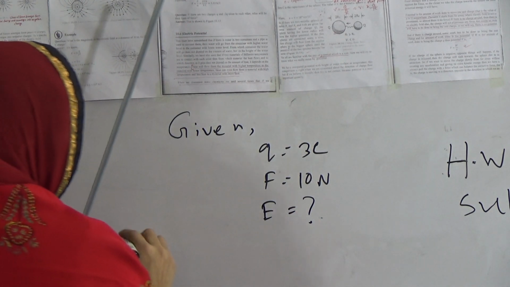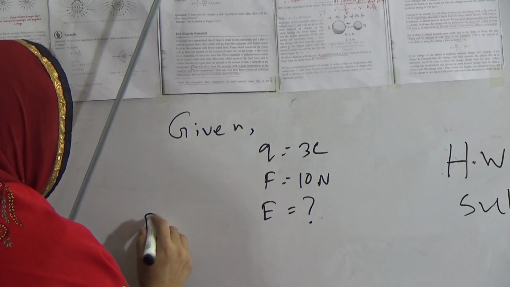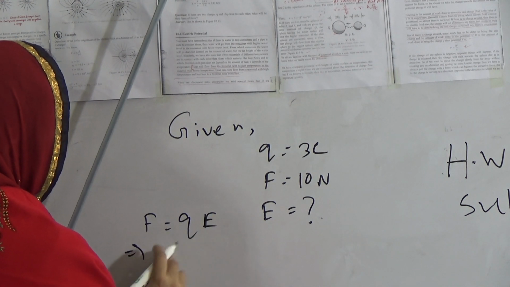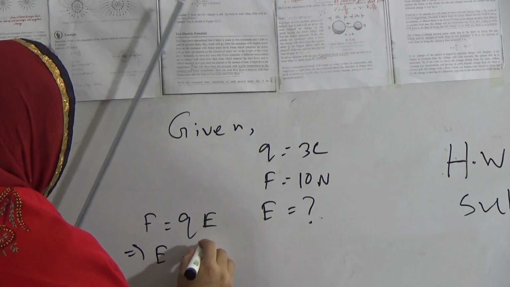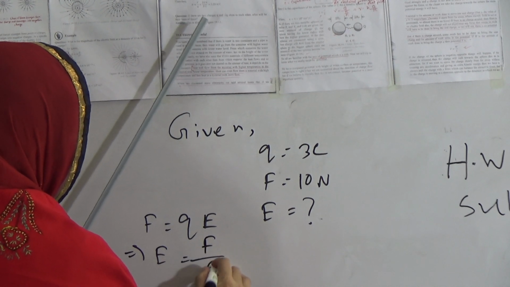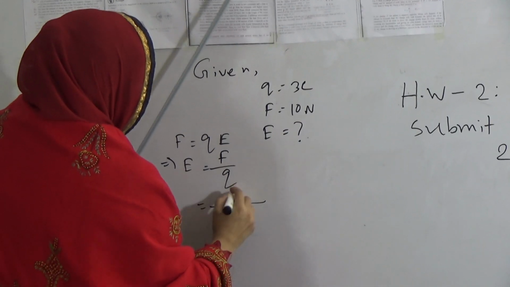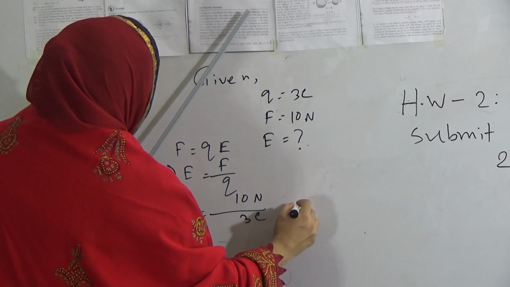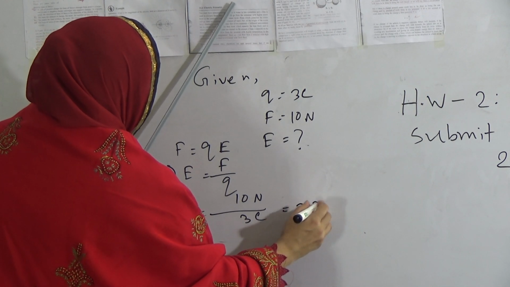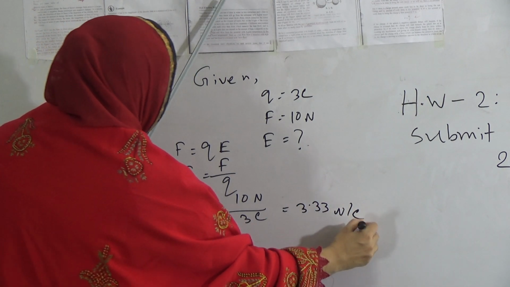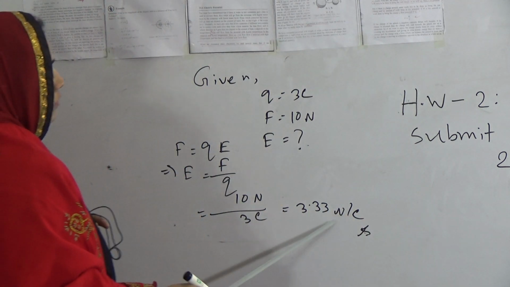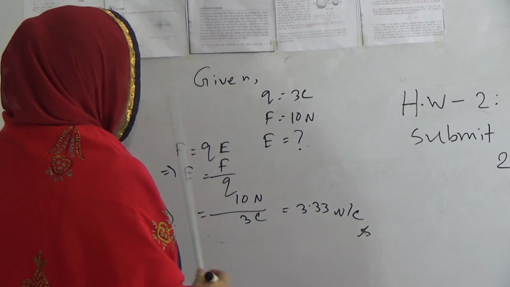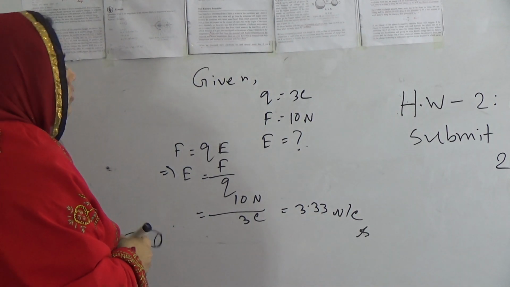My dear students, we have learned another formula here: F equals QE. So from this equation we can write E equals F divided by Q. The value of F is 10 Newton and the value of Q is 3 coulomb. So it will be 10 divided by 3, which is 3.33 Newton per coulomb. This is the answer. The unit of electric field is Newton per coulomb. My dear students, I hope all of you have understood these two mathematical problems.